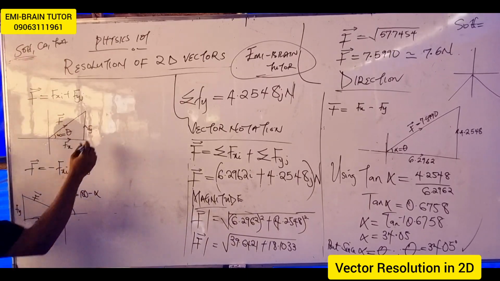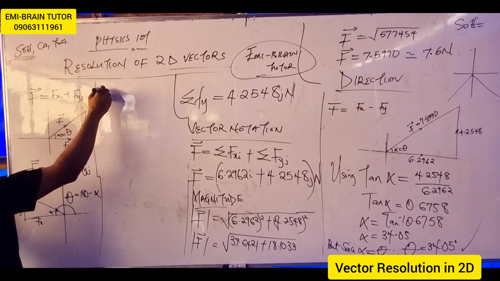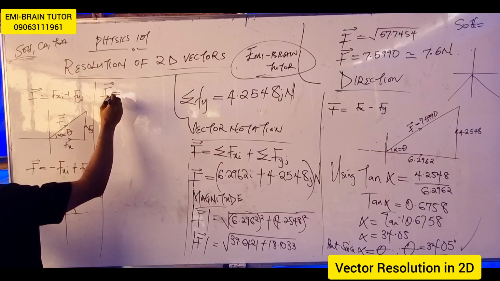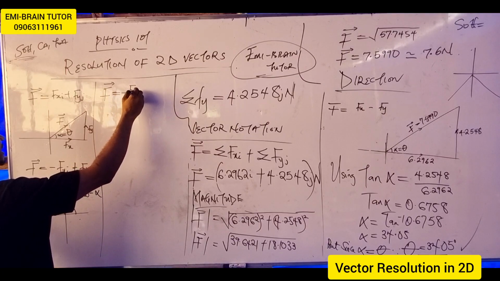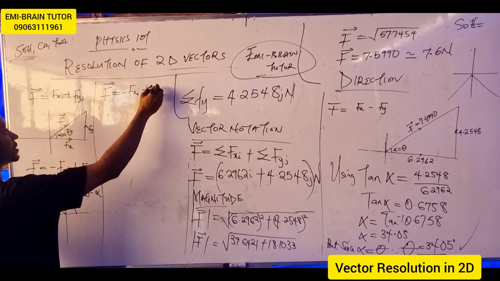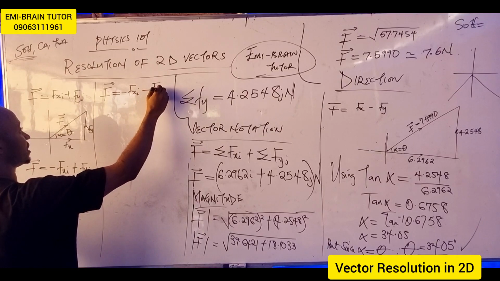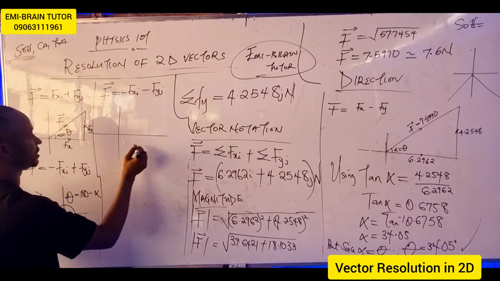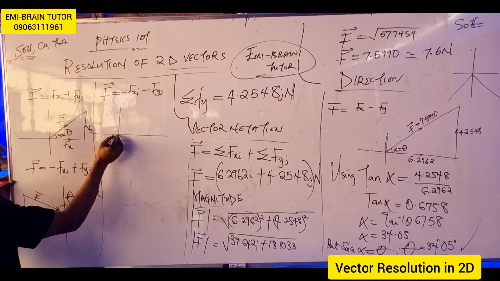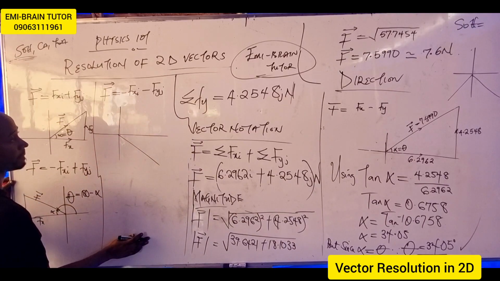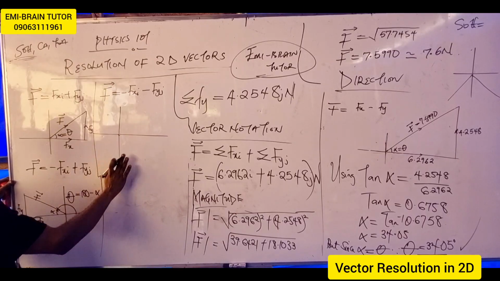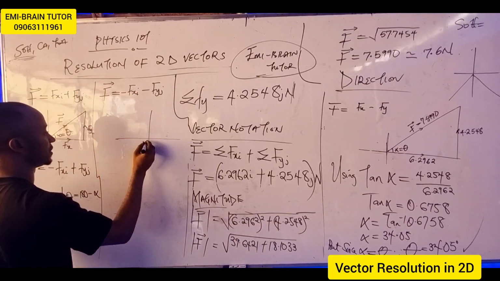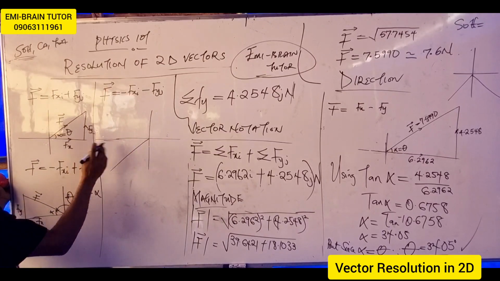Then the other one. If your force F has both negative Fx i and negative Fy j, what quadrant do you think it falls in? In the third quadrant, is that not so? Are you following? Let me adjust this a little, so it falls in here, right? Good. That means you are following.